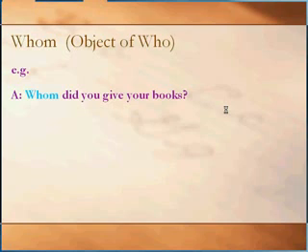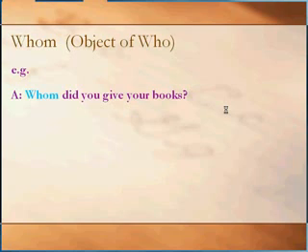For example, whom did you give your books? Here A wants to know who got the books, right? Whom did you give your books? You can also say in spoken language, people usually say who did you give your books. This sentence is also right, so it's not a wrong sentence. Whom did you give your books or who did you give your books? It's the same thing.